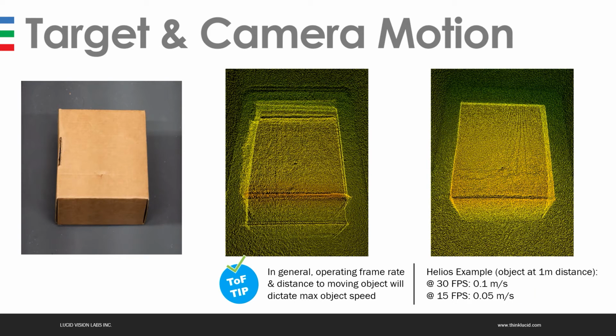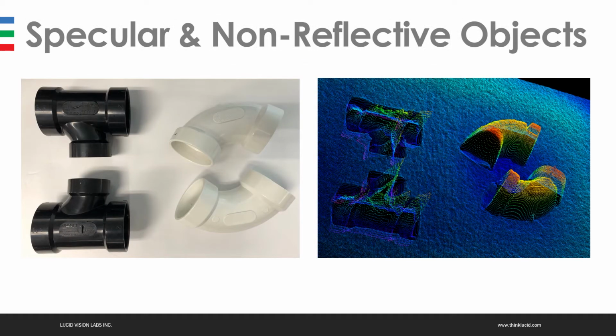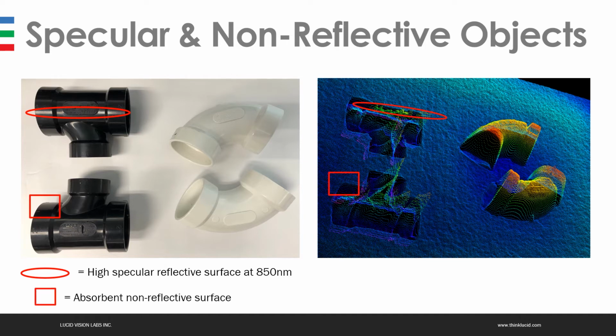Now let's move on to specular and non-reflective objects. Here we have 2 pairs of PVC piping, a black pair and a white pair. If we look at the corresponding point clouds of the white pipes, we see a nice, clean point cloud. The black piping, however, we're getting a lot of distortion. This is because these pipes have high specular reflective areas reflecting 850 nanometer lighting, which creates these peaks in the point cloud. It also has absorbent non-reflective areas, which creates these voids and empty areas.